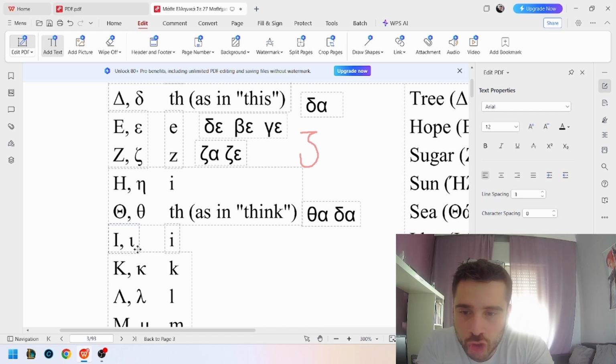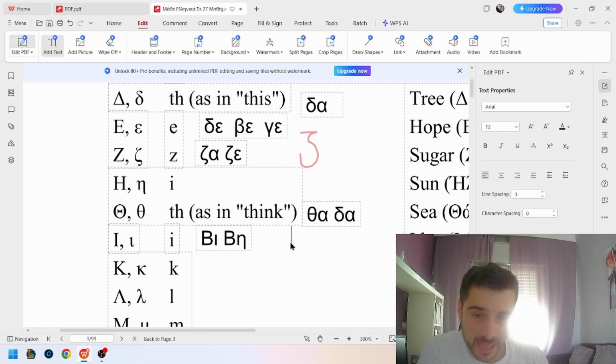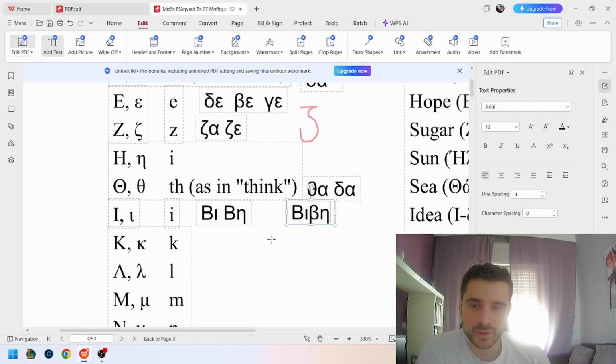Πάμε στο Ιώτα. Let's go to Ιώτα. Again, this letter, it has exactly the same sound with the previous one. It gives the sound E, always. So here we have vi. And here we have also vi, the same sound. So here we have vivi. Πολύ ωραία. Λοιπόν, then we move to this letter.